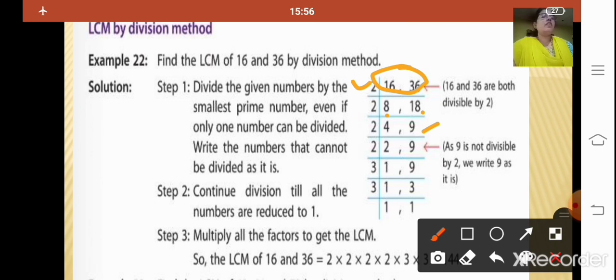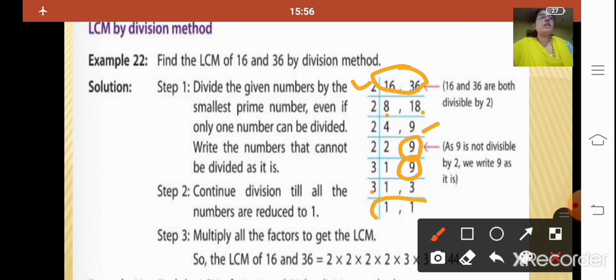Now here the number 4 is divisible by 2, but the number 9 is not. So we will write the number 9 as it is. So 2 2s are 4, and 9 will remain as it is. 2 ones are 2. Now again 9 will remain as it is. Now the number 9 is divisible by the prime number 3. So this one will remain as it is. 3 3s are 9 and 3 1s are 3.